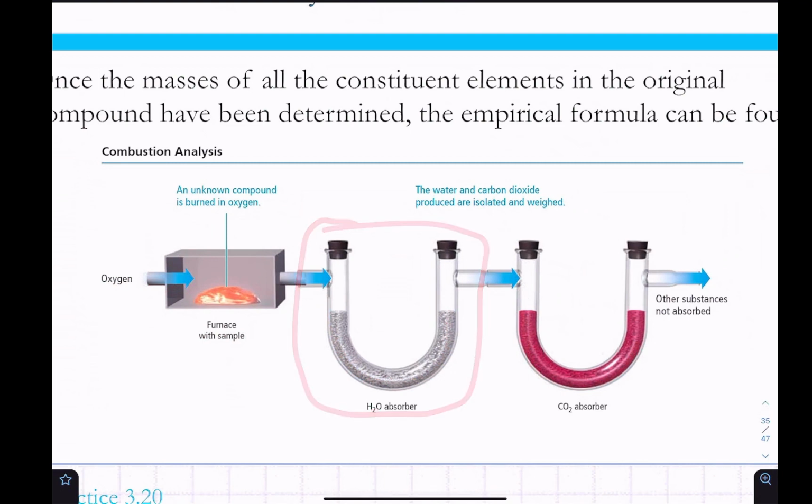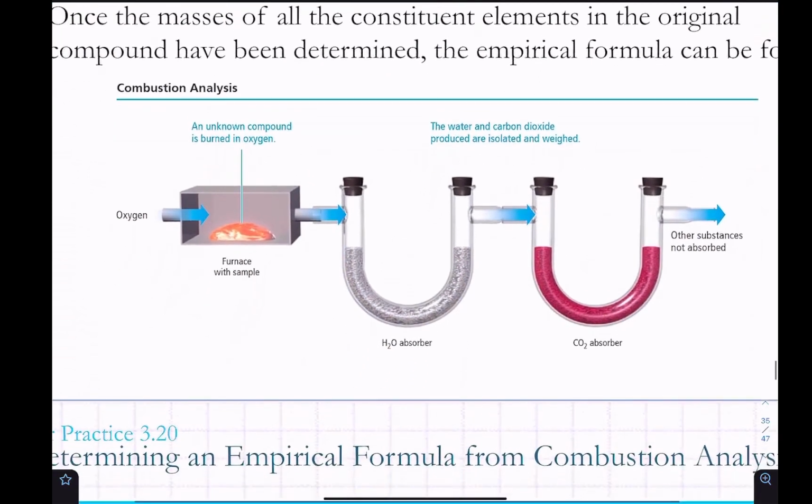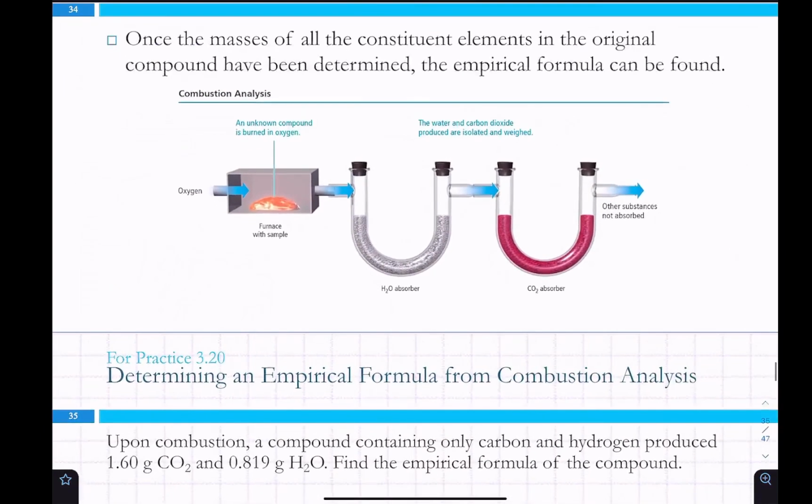And so you could probably, for some of these methods, if you knew the exact mass of the H2O absorber before you burn your sample and the glassware and everything, you could use the difference between its initial mass and its final mass to figure out how much water was in there without having to actually go through the process of separating it from the absorber. And same with CO2. And of course, anything that's not absorbed ends up leaving. So a couple sources of potential error there.